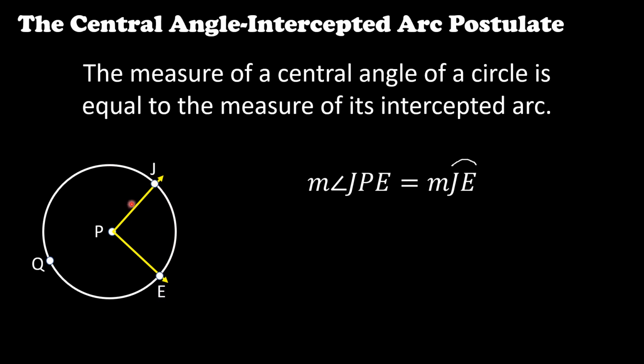Hence, to get the measure of the other part of the circle, that is major arc JQE, we subtract the measure of arc JE from 360 degrees, that is the complete rotation in a circle. Hence, the measure of arc JQE is equal to 360 degrees minus the measure of arc JE.